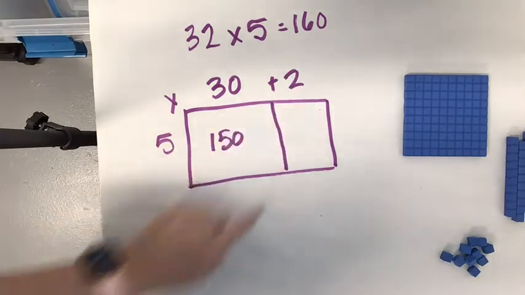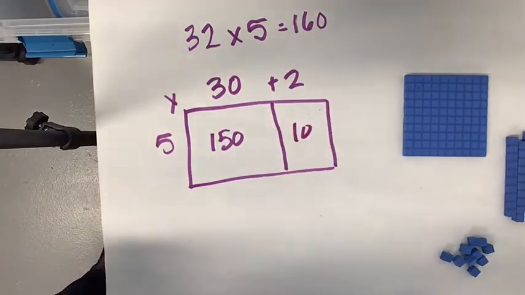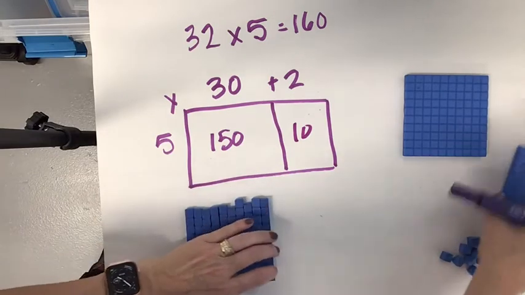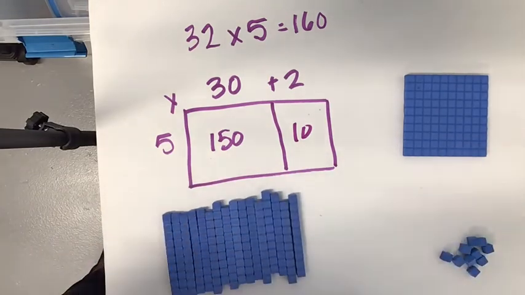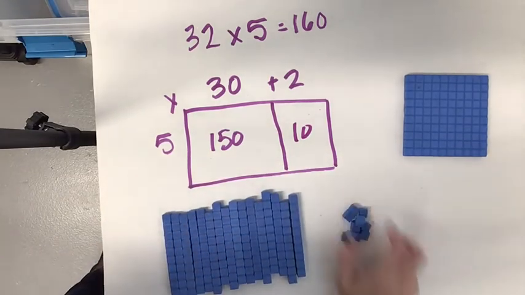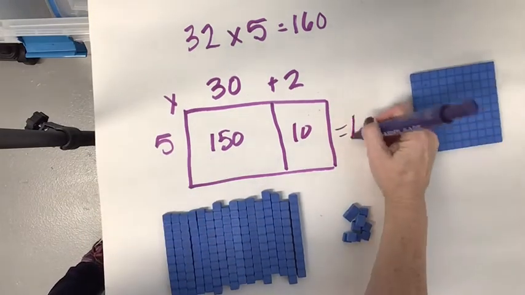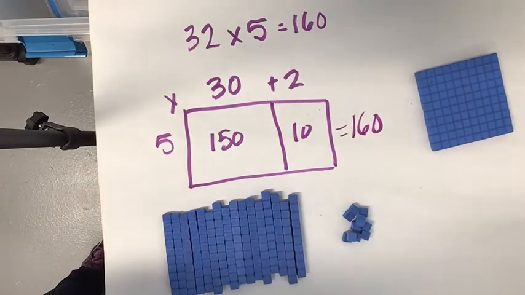Then 5 times 2 is 10, and if you think back to what we built, we had 150 when we grouped them all together, and we had 10. And then we added them together, and we got 160.